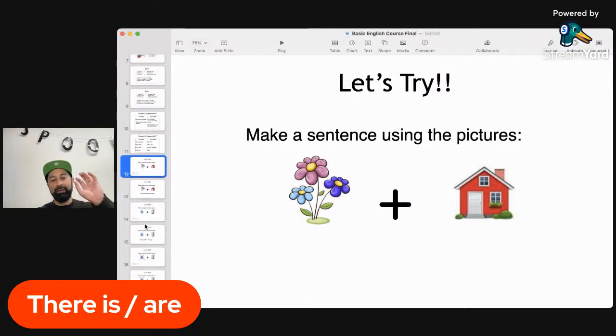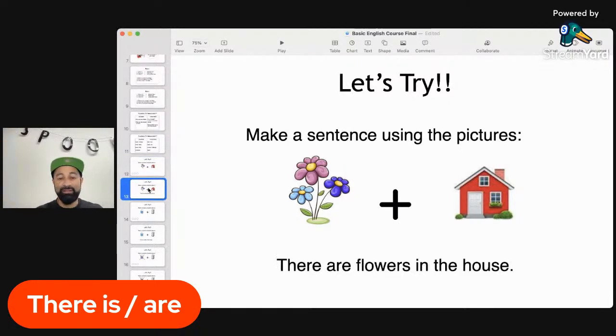All right. So on the left side, we've got flowers. And on the right side, we've got a house. I'm going to join these two. I'm going to make a sentence. So my sentence would be, there are flowers in the house. There are flowers in the house. All right. Flower is countable. I can count them. 1, 2, 3. 3 flowers. Where are they? They're in the house.